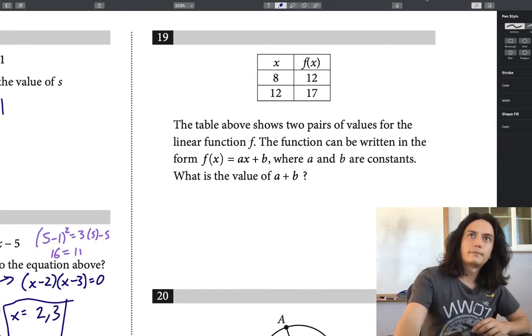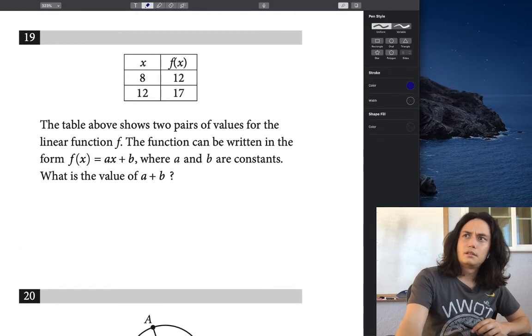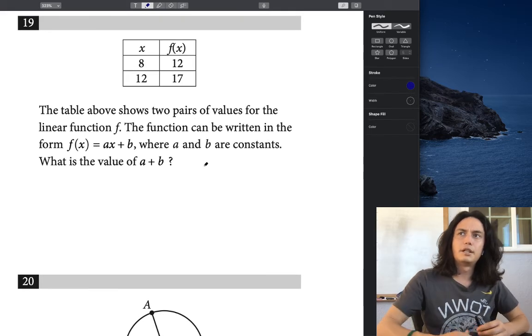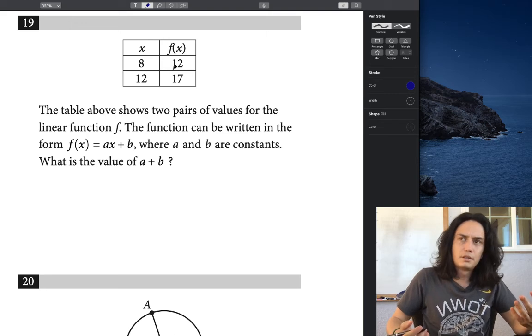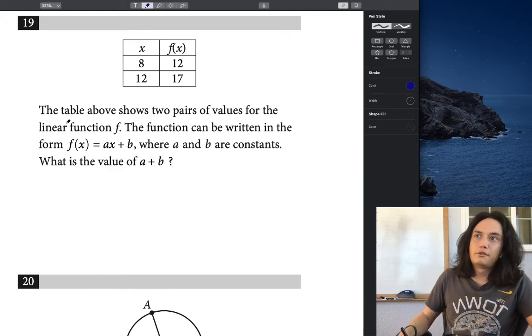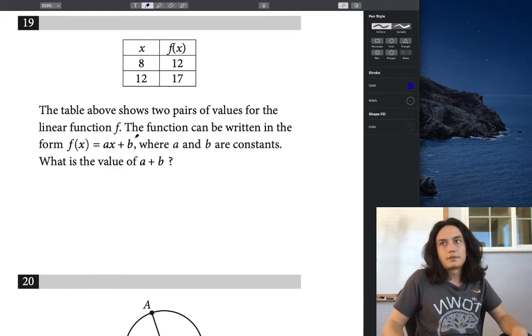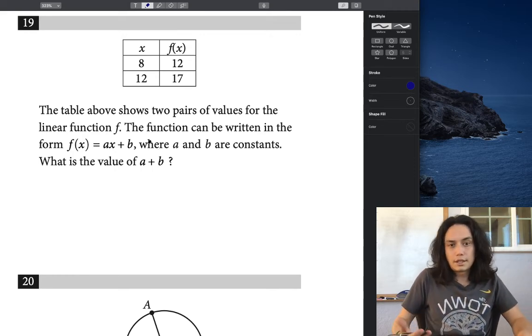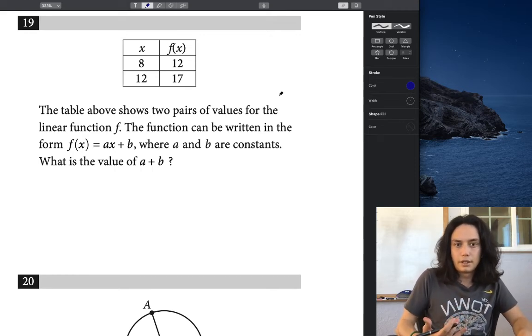Question 19. The table above shows 2 pairs of values for the linear function f. We just have 2 points, hopefully on a line. Oh, it is on a line because it's a linear function. 2 points on a line. The function can be written in the form f of x equals ax plus b, where a and b are constants. What is the value of a plus b? This is just asking us, what is the equation of the line?